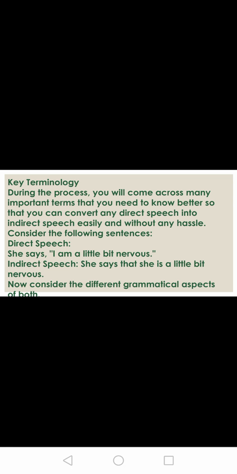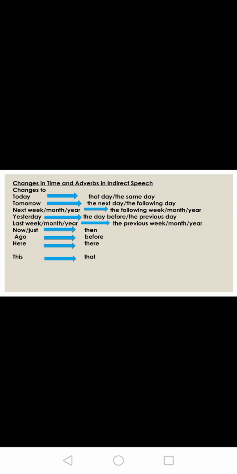In indirect speech, we haven't used inverted commas, and in place of inverted commas, we have used "that". I is changed into she. Am is changed into is. So these are the changes. Now, whatever we have to change, we will see here.